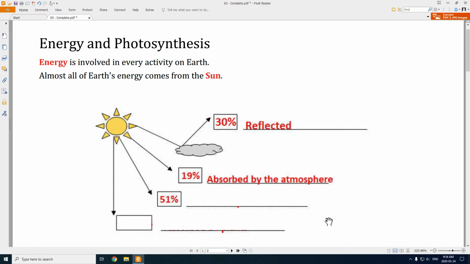51% of the light energy is absorbed by the land and the water, so the oceans, lakes. So this energy keeps the Earth a livable temperature, but it also allows things like the water cycle to occur. So when this light energy hits the ocean, for example, it allows some water to be evaporated. That water moves up to the atmosphere, it cools down, and eventually rains somewhere else. So in this case, that energy is allowing the water cycle to occur. That water cycle is important for all living things.